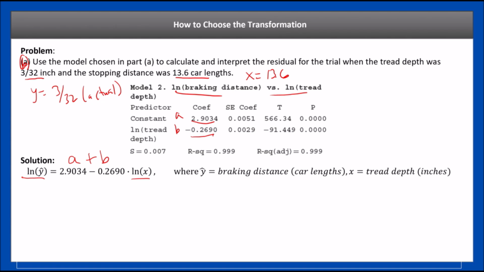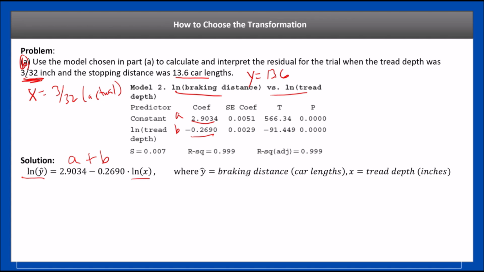Okay, so I want to correct myself real quick that I just realized. I said that the x is 13.6. That is incorrect. The tread depth is x. I apologize for that. The stopping distance was y. The depth of the tread in the tires is going to determine the braking distance, right? I reversed that, so I apologize.